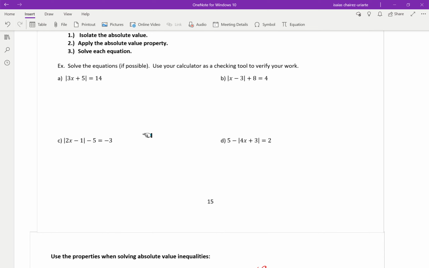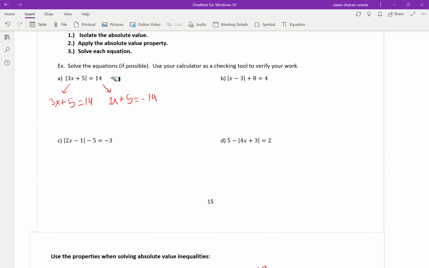Okay, for the first one, part A, the absolute value part is already isolated. It's already on the left hand side, so that's great. Step one is already taken care of. So let me apply the absolute value property here. This is going to become 3x plus 5 equals 14. And the other equation that I should get is 3x plus 5 equals negative 14.